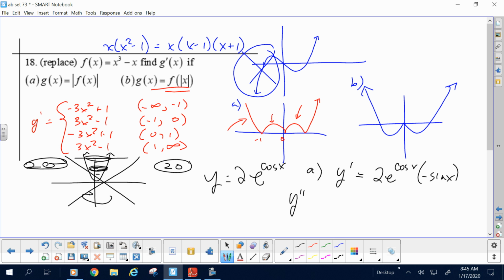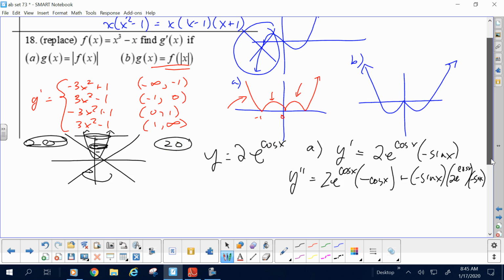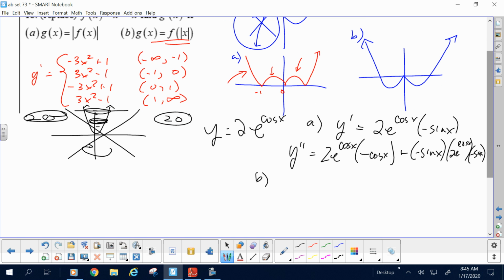Product rule. So first stays the same. What's the derivative of the second? Plus second stays the same. What's the derivative of the first? So you might have a squared sine there and positive, yeah? All right, cool. So A is good.